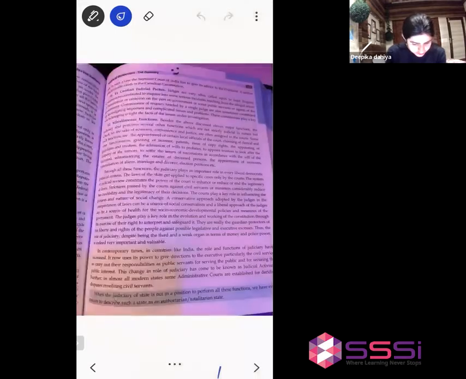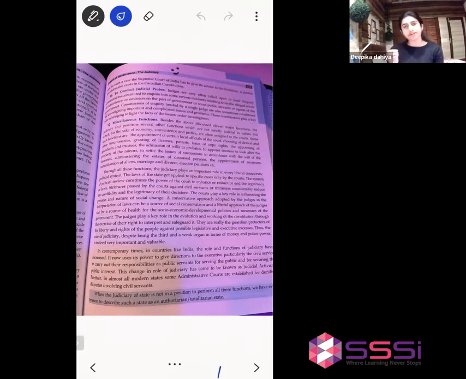To conduct judicial probes, judges are very often called upon to head inquiry commissions. For example, let's say there is some law which is being protested against. Let's take the example of the Farmers Bill, or the Citizenship Amendment Bill. Okay, take up any bill.